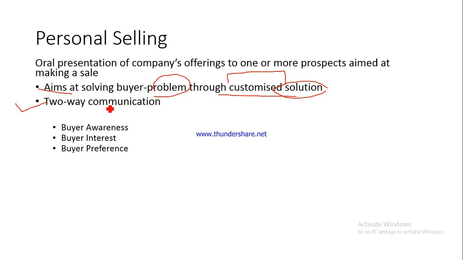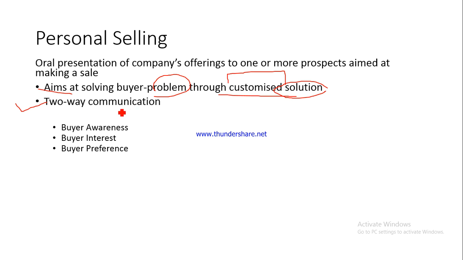But in case of personal selling, what happens? The salesperson goes and visits the buyer, and then he makes a presentation about his products, while he also tries to understand what the buyer needs. So in this particular case, the buyer is also talking and the salesperson is also talking. So this is basically a two-way communication.